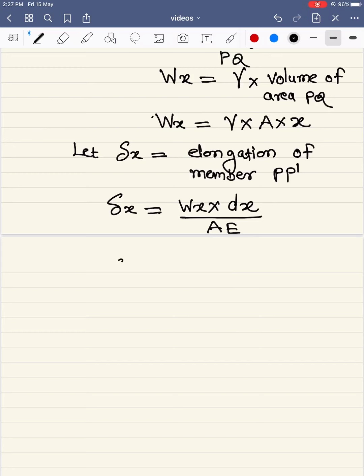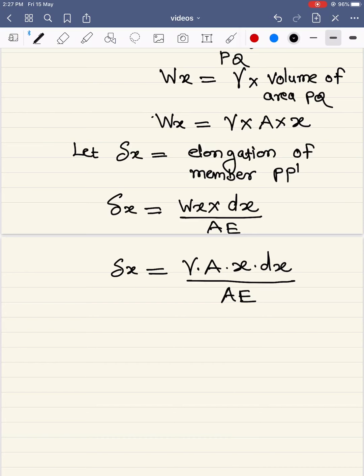But we earlier calculated the value of Wx. So I will put here delta x is equal to gamma into A into x into dx divided by AE. Now, this is the elongation produced in a member PP dash or in a small element. From this, we want to calculate the elongation of the total bar.